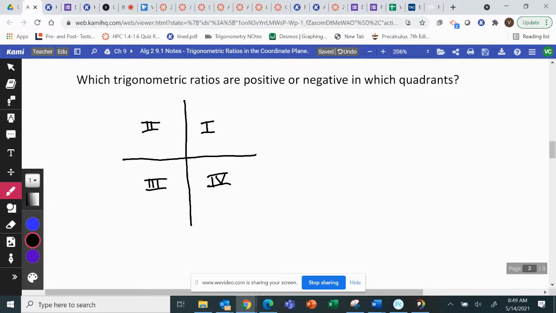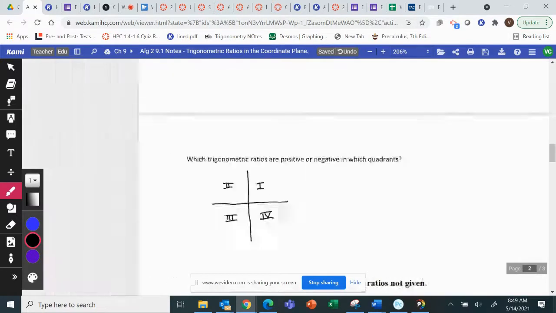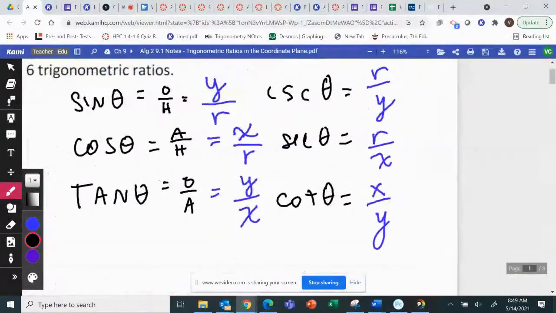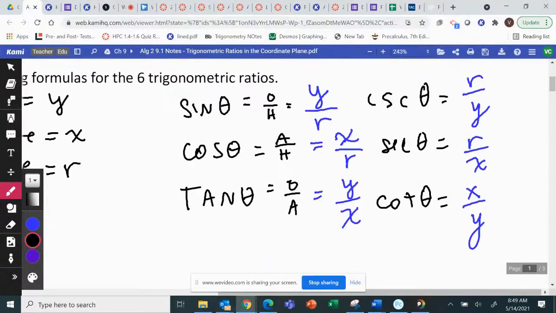In quadrant 1, does anybody want to say, let's see, if we're using x's and y's and radius is always positive, in quadrant 1, what's going to be positive from putting y over r, x over r, y over x? What's going to be positive in quadrant 1?